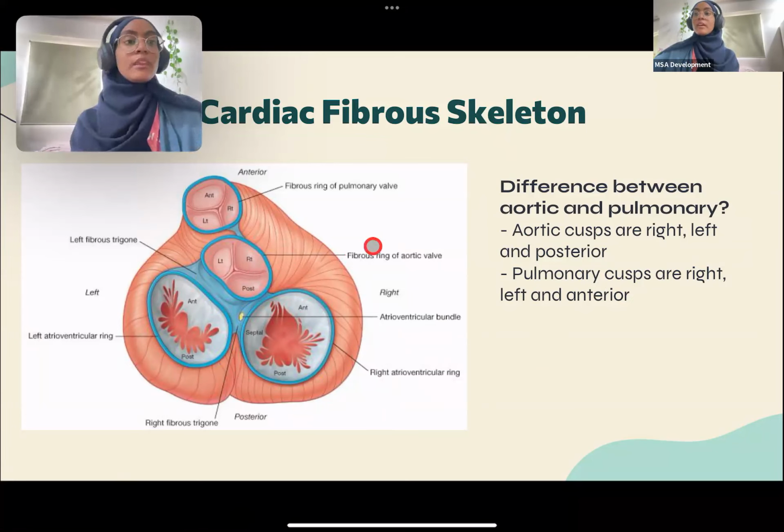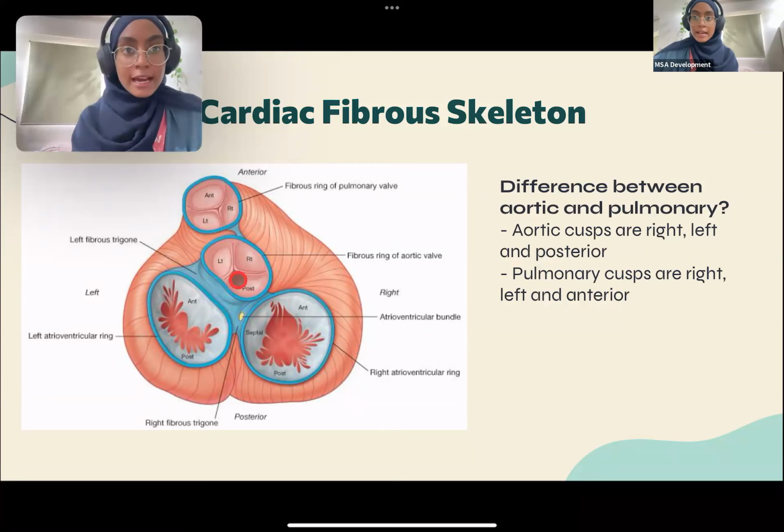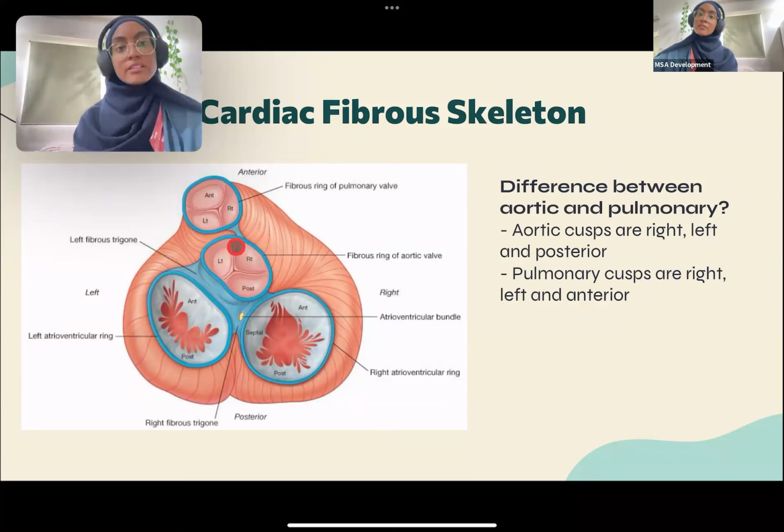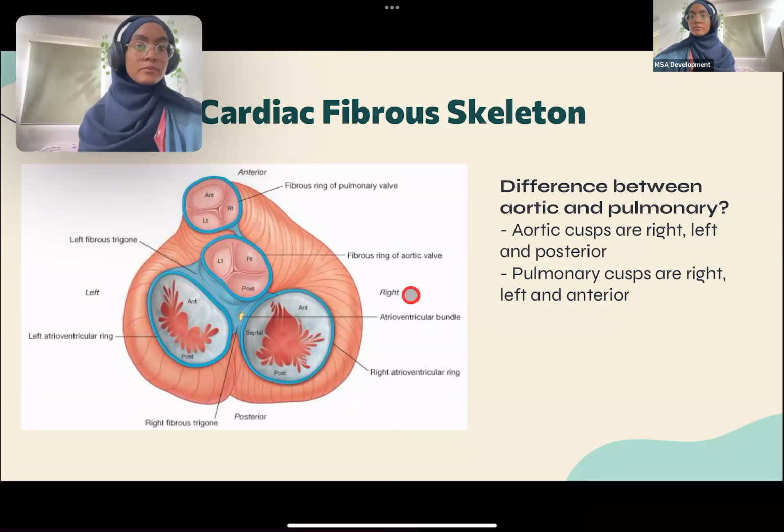How can we differentiate between aortic and pulmonary? As you can see here, this is the pulmonary valve. It has left, right, and anterior cusp, while the aortic valve has left, right, and posterior cusp. This is an important difference. Make sure you know it.